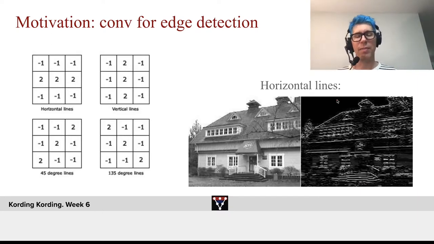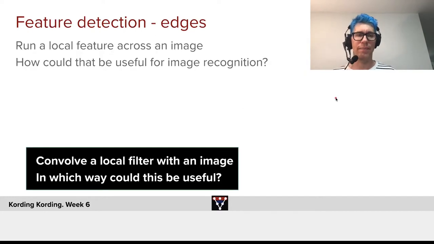Okay, so you can see how intuitively these might be useful features. And in fact, you can maybe even imagine how in old-fashioned AI, we would have handcrafted features that tell us what the orientations are. Now, feature detection and edges. We can run a local feature across an image, and I want you to think how that could be useful for image recognition. So what I want you to do is take a local feature and convolve it with a simple image and ask yourself how this could be useful.